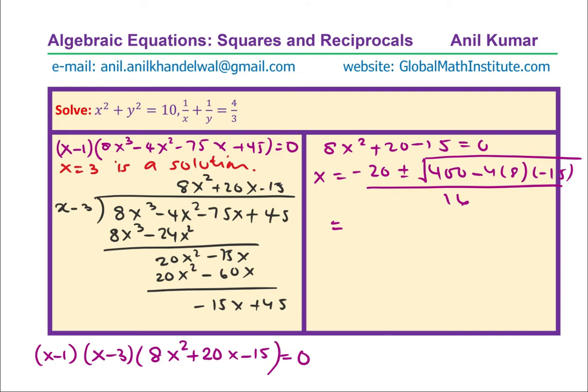So when you solve this particular equation, you get minus 20 plus or minus the square root of, use the calculator, 880, divided by 16. And you can write the decimal equivalent or the fraction itself. So in that case, you can evaluate this value and you get two answers. One is x equals 0.605 and the other value is x equals minus 3.105. So use a calculator to calculate this value.